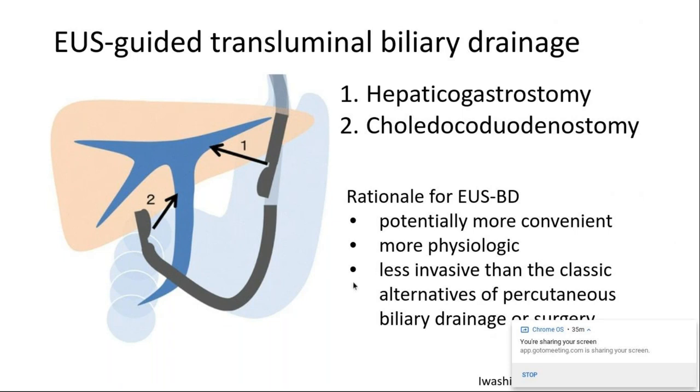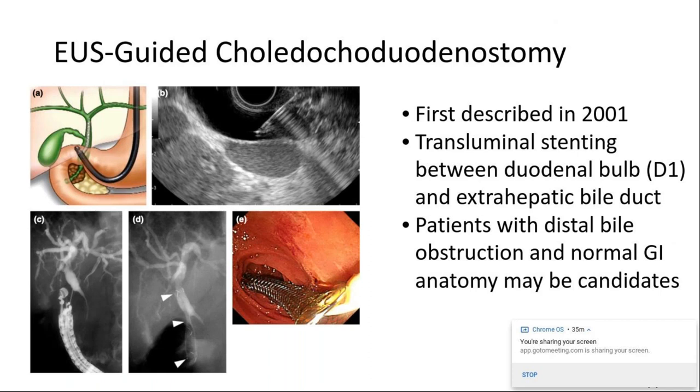Next slide. So this is an EUS-guided choledochoduodenostomy. I'm just going to quickly go through the steps of this procedure. You're going to put an EUS scope in and find a good extrahepatic duct through D1. You're then going to puncture the bile duct with a 19 or 22 gauge FNA needle, aspirate the bile, shoot a little contrast in to make sure you're in the right spot, and then wire it up and manipulate your wire into the desired position.